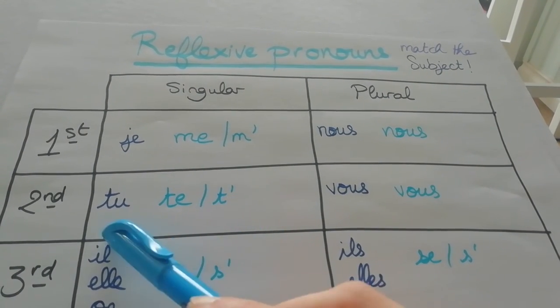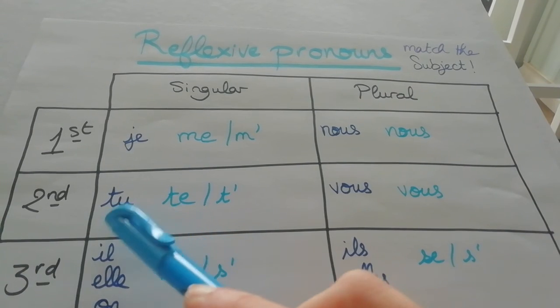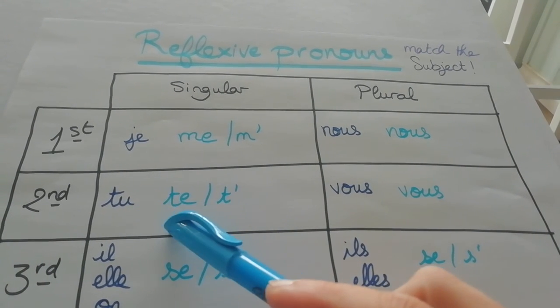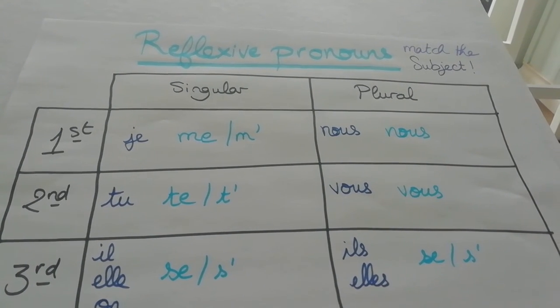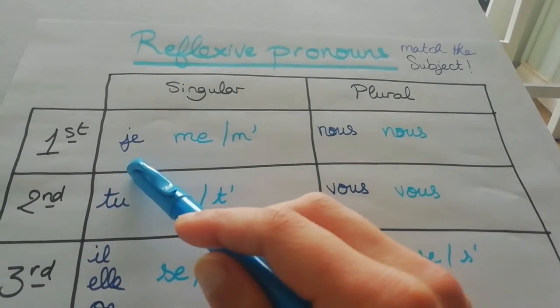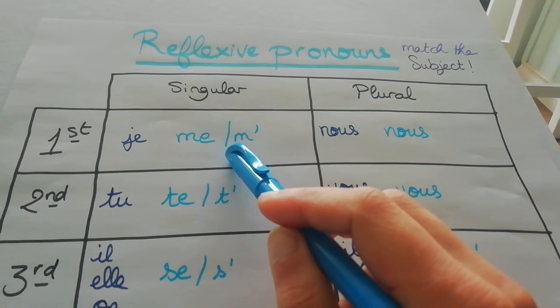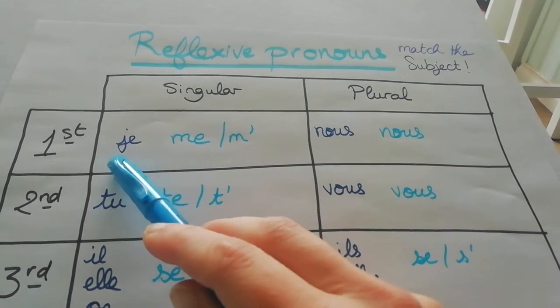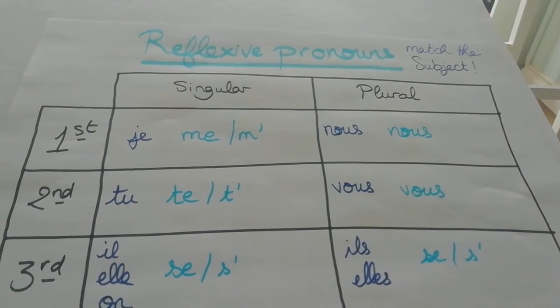Tu te has a little alliteration there because you start with the same sound. I'm losing my words now. An alliteration with a te sound. And then je me reminds you of me, myself, and I, so that makes sense. And that's it. These are the reflexive pronouns.